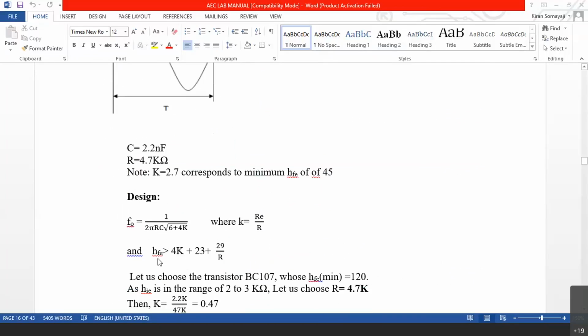Now, there is a condition that HFE, or the beta of the transistor, has to be greater than 4K plus 23 plus 29 by K. This is a crazy equation. We don't have a proof for this equation in our syllabus because the proof is quite big. Just like in network analysis, you have to go for a Laplace transform or frequency domain approach of the circuits. Even for this circuit, we will have to go for a frequency domain approach to derive this equation. Even in the theory class, derivation of this equation is not there because it is much more complicated. Those who are interested can always ask Googleshwar. Googleshwar will tell you everything.